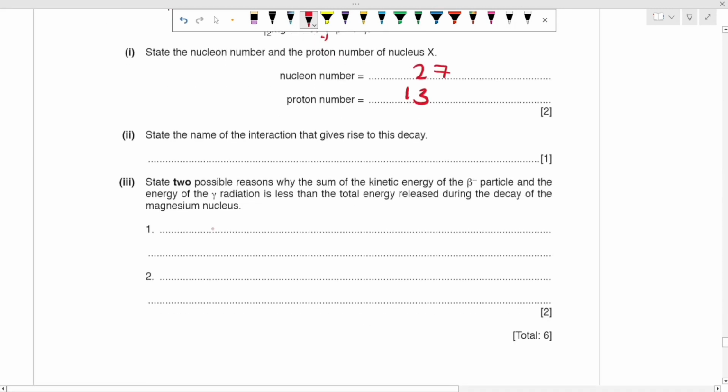Next, the name of the interaction that gives rise to this decay, well, it's actually called the weak nuclear interaction, or the weak nuclear force, and I'm going to explain why that is.